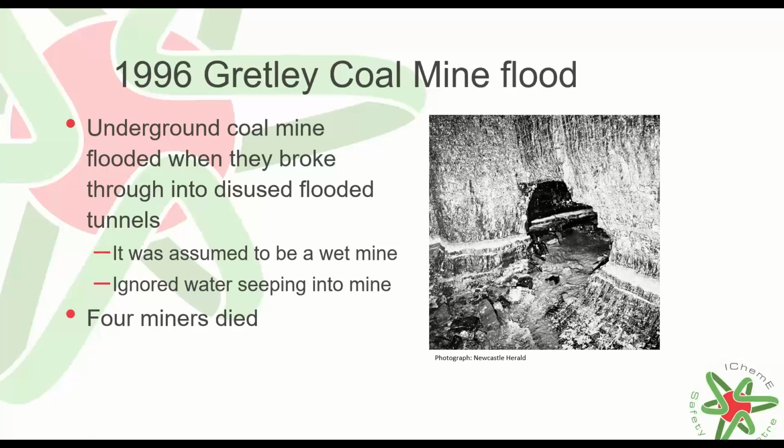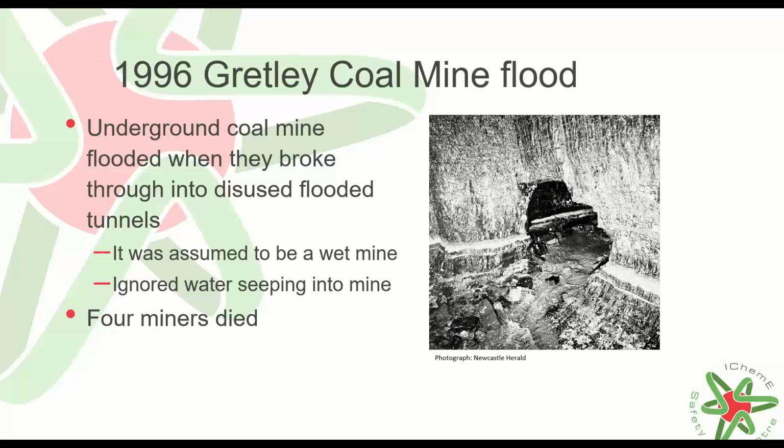It was always assumed there was going to be water. So it was ignored that there was water seeping into that mine. It was thought it was groundwater. It wasn't really seen as an impact of the nearby disused workings that were flooded. During the course of mining that day, they actually broke through the wall into one of the disused shafts that was full of water, and that caused a massive release of water that flooded the Gretley mine, and 4 miners died in that particular incident.